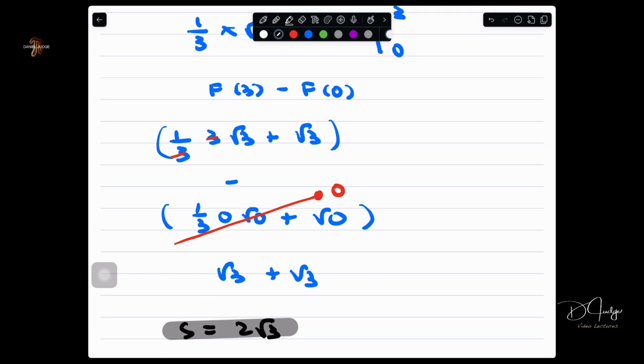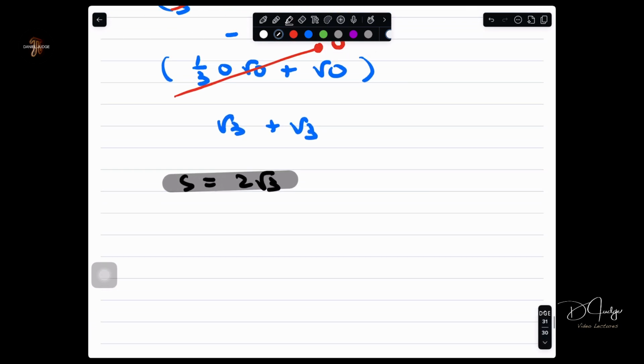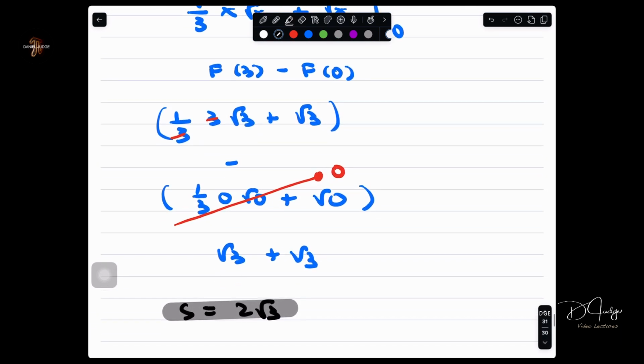So take a look at that. And that's the deal, ladies and gentlemen. That's the deal for these integration questions, these arc length questions.